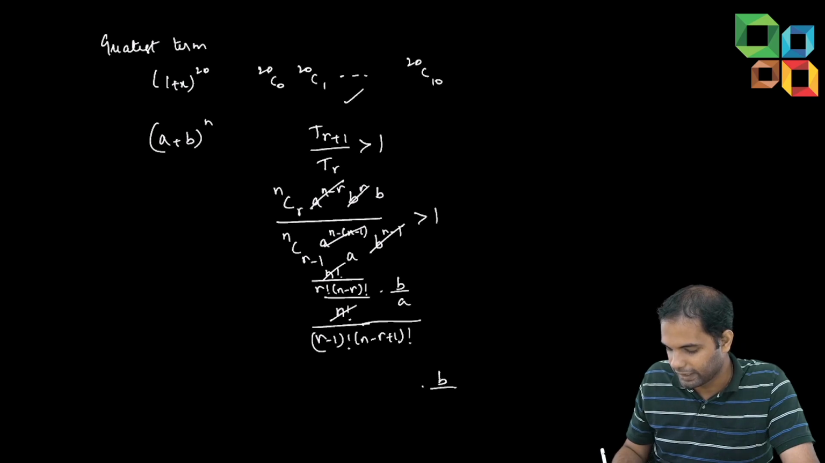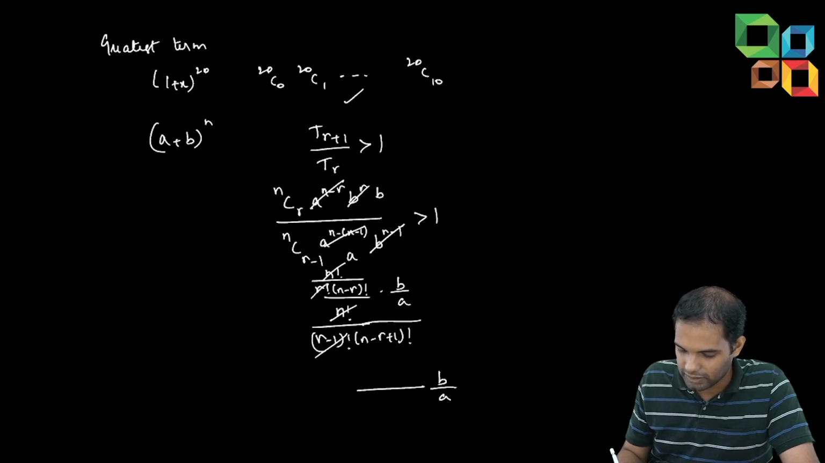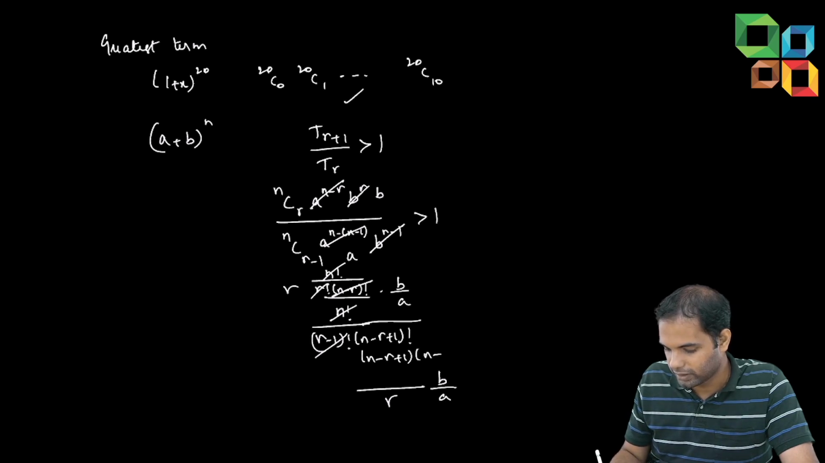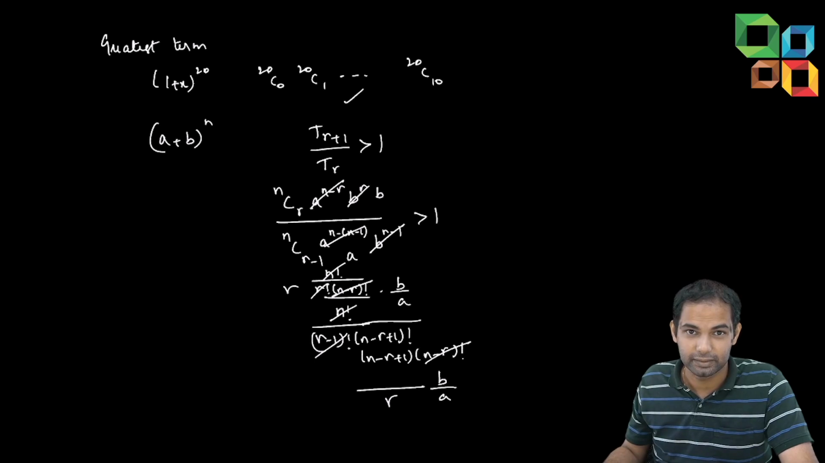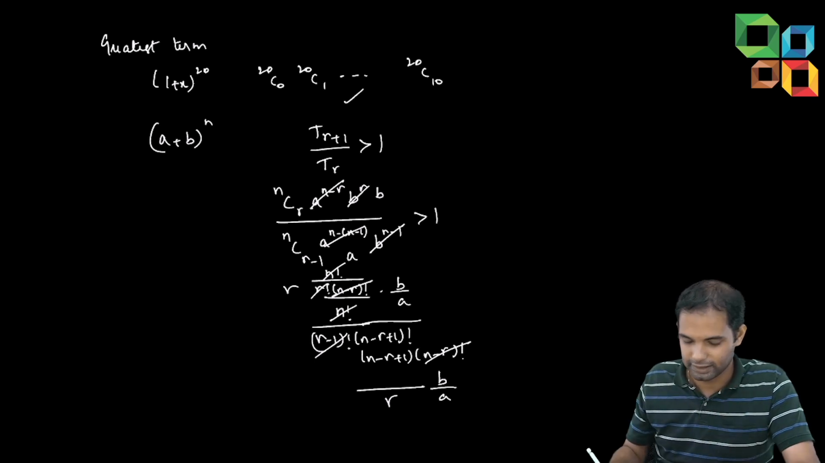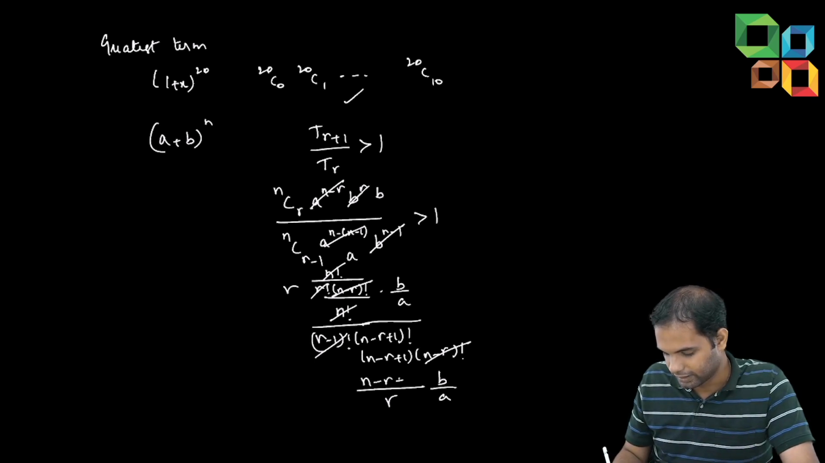Let's see, B by A. Remaining term: here r factorial is r into r minus 1 factorial, so r will remain here. The denominator I'm going to get r. Now n minus r factorial, again, if I write it as n minus r plus 1 into n minus r factorial, this will get cancelled, n minus r. So that will go to the numerator. So it will be n minus r plus 1.